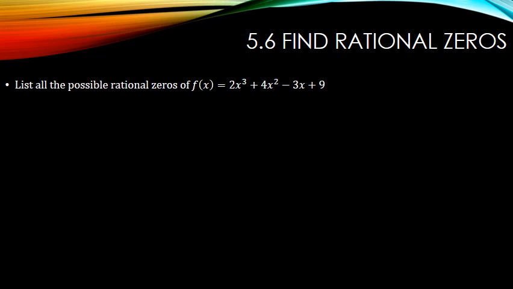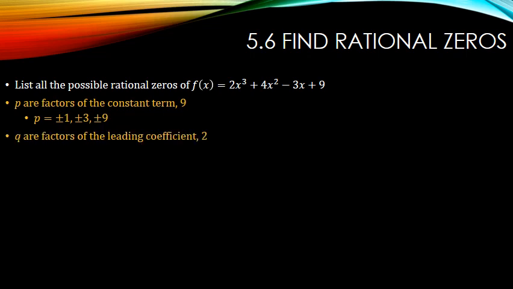So let's list all the possible rational zeros of this function. The p's are factors of the constant term, which is the 9. So factors of 9 are 1, 3, and 9, because 1 times 9 makes 9, or 3 times 3 makes 9. We have pluses and minuses because it might be negative 1 times negative 9, or negative 3 times negative 3.